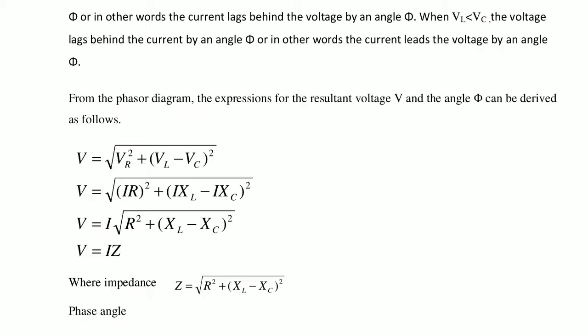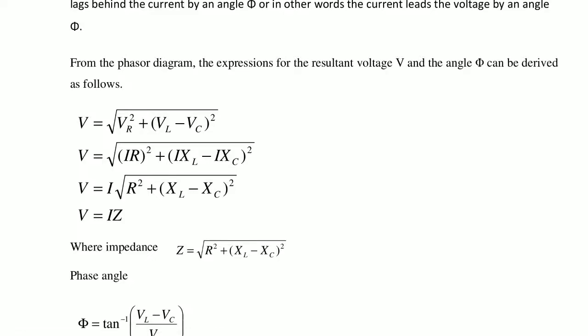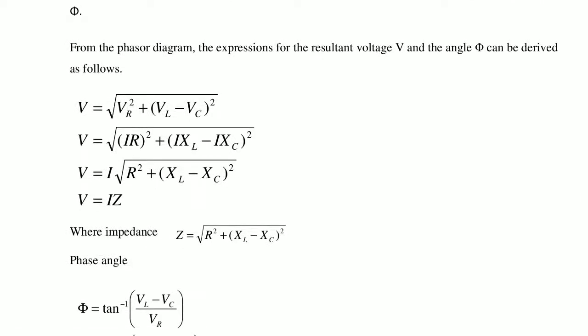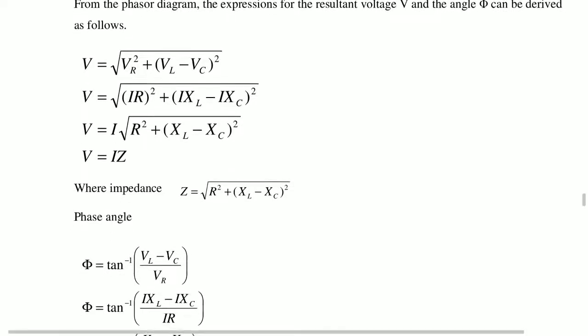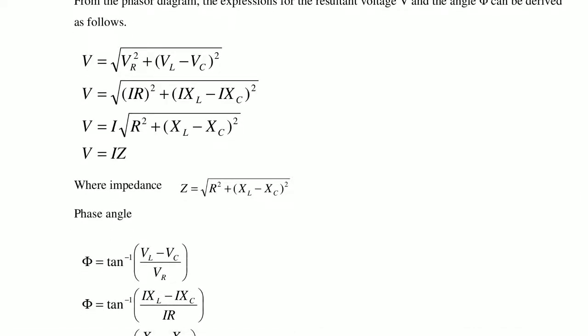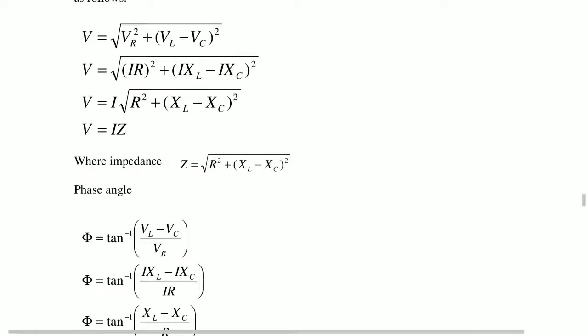Now VR is I into R, VL is I into XL, and VC is I into XC. Substituting these in the above equation, V is equal to the square root of (IR) whole square plus (IXL minus IXC) whole square. Taking I common, V is equal to I into the square root of R square plus (XL minus XC) whole square. So V is equal to I into Z, where Z is the impedance, V by I equal to Z. So Z is equal to the square root of R square plus (XL minus XC) whole square. This is the impedance.